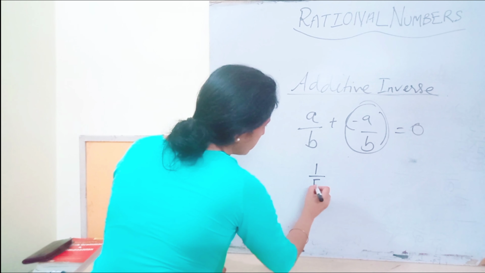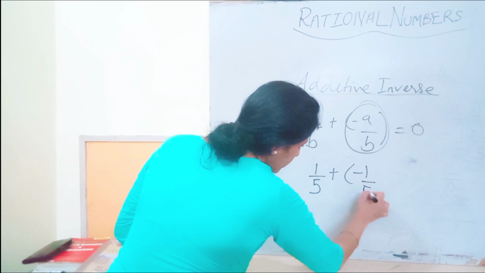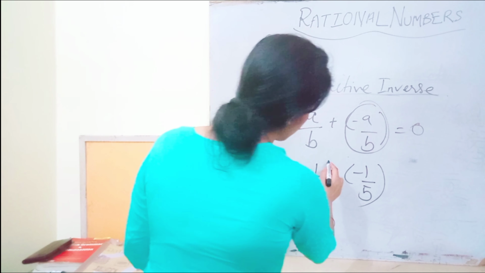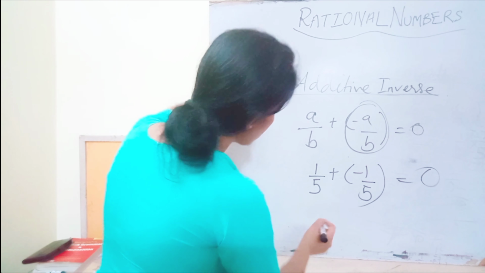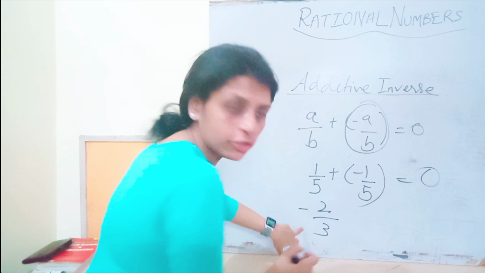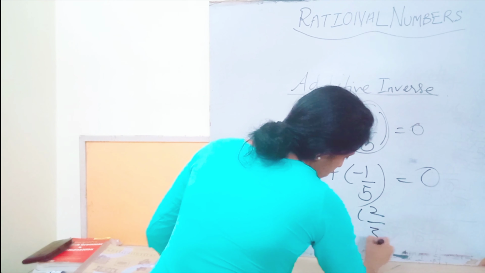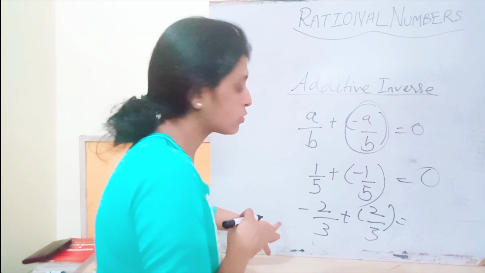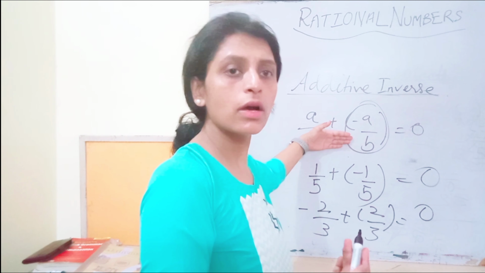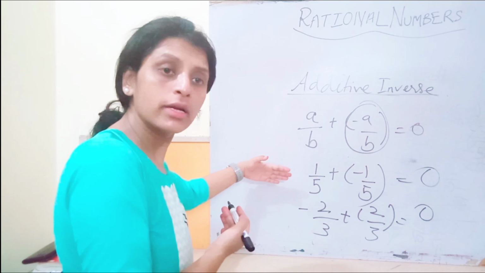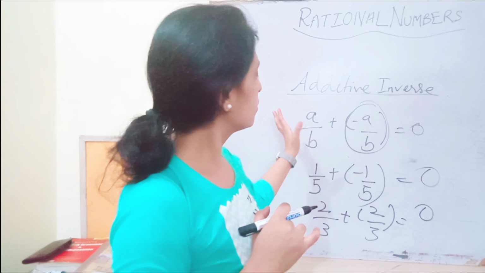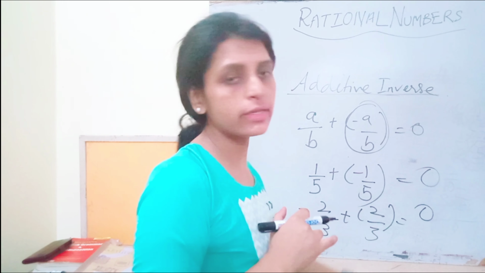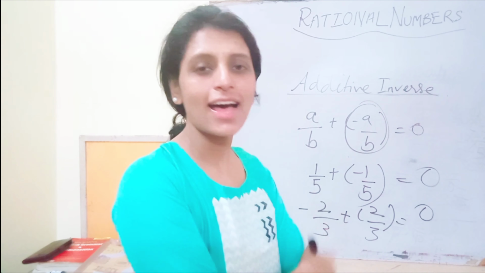जैसे मैंने लिया 1/5. ओके, तो इसका एडिटिव इनवर्स क्या होगा? -1/5. ओके, बिकॉज 1/5 plus -1/5 we get 0. ओके, सो और अगर हम एक नेगेटिव rational number लेते हैं, तो उसका जो पॉजिटिव फॉर्म है वो उसका एडिटिव इनवर्स कहलाएगा. तो हर एक पॉजिटिव rational नंबर का एडिटिव इनवर्स उसका नेगेटिव होगा, और एक नेगेटिव rational नंबर का एडिटिव इनवर्स उसका पॉजिटिव rational नंबर होगा. बिकॉज ऑन एडिंग the two with the different sign, we always get 0 as the result. So that is called as the additive inverse.